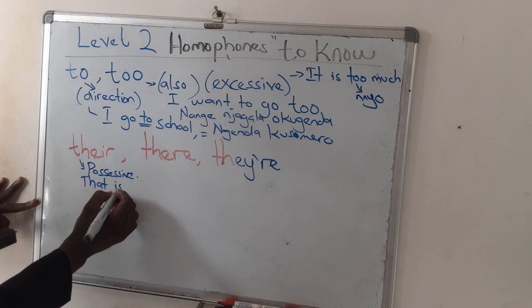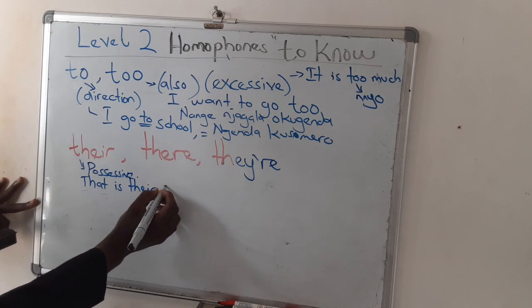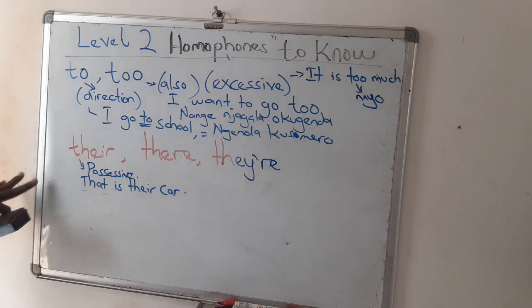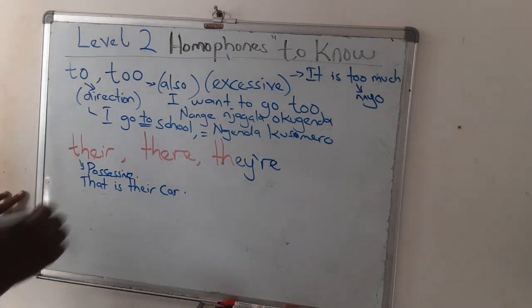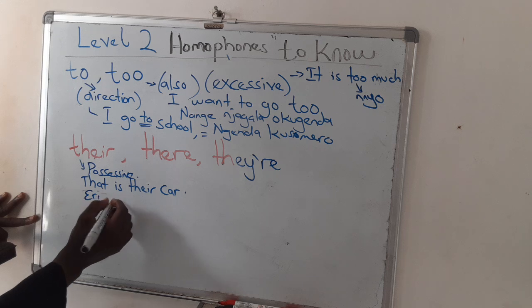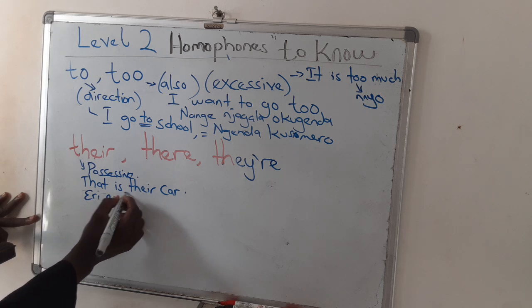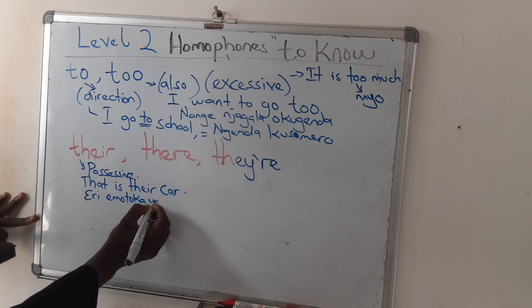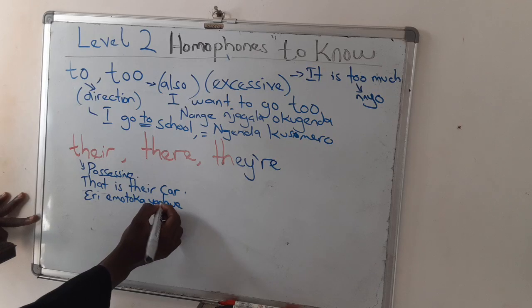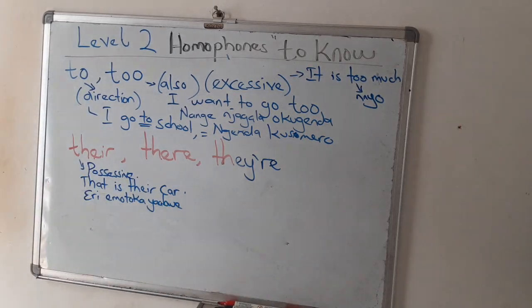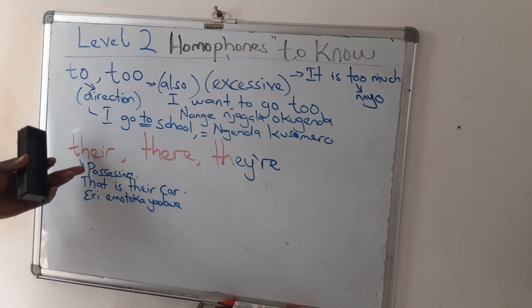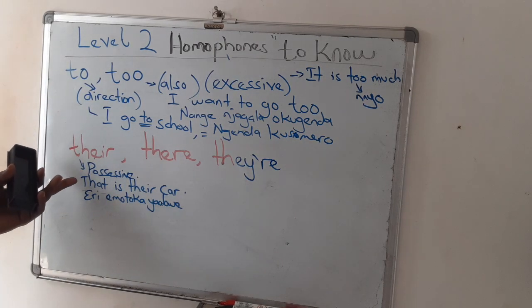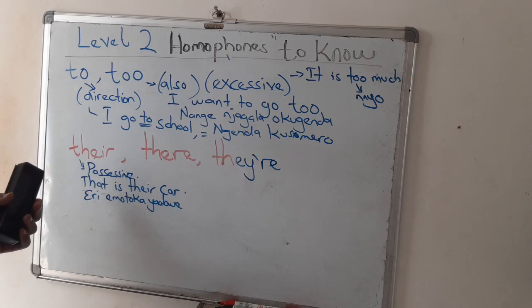Their. For example, that is their car. Eri emmotoka yaabwe. Okay? That is their car. Eri emmotoka yaabwe. Are we together? Good. So this one indicates possessive or possession. Are we together?